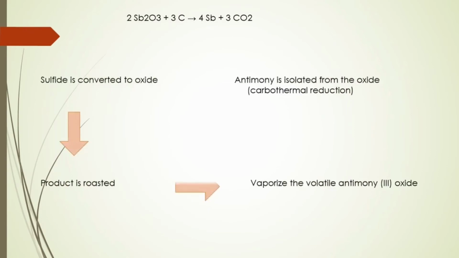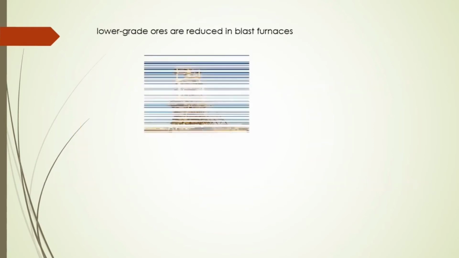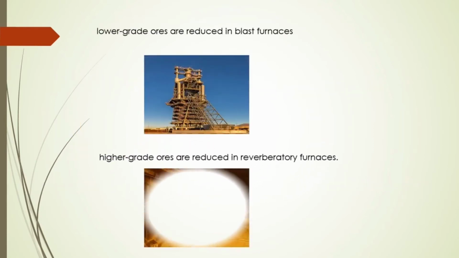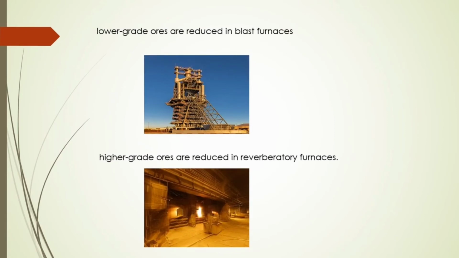In the third slide, you can see sulfide is converted to an oxide, whereby it is roasted and finally vaporizes the volatile antimony trioxide. Then antimony is isolated from the oxide by carbothermal reduction. Lastly, lower grade ores are reduced in blast furnaces, but higher grade ores are reduced in reverberatory furnaces.